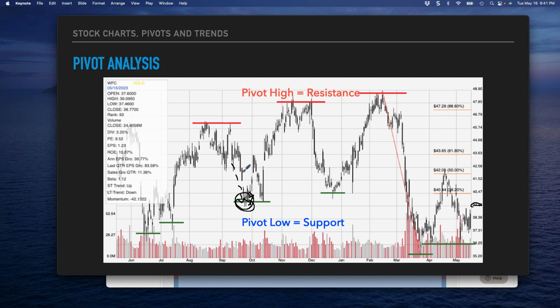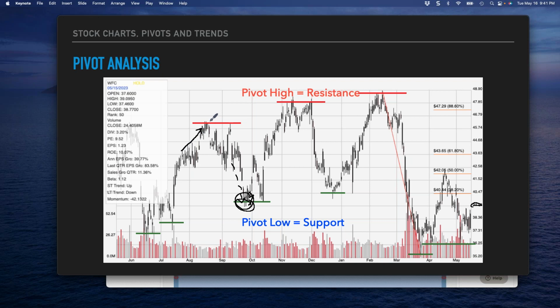So a pivot low happens when we see the stock find a new low point, then stop and go back up again. A pivot high is exactly the opposite. You can go back here into August where the stock has been rallying, moving higher.